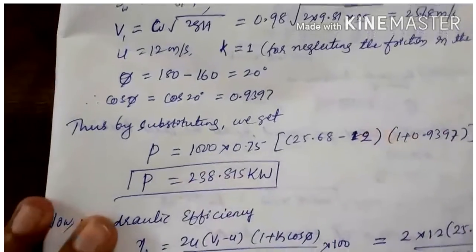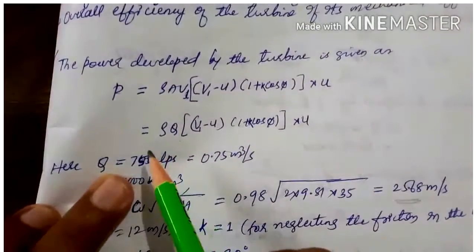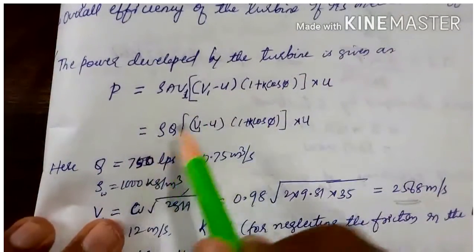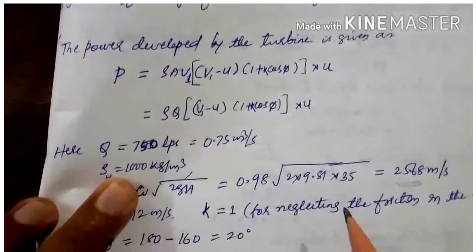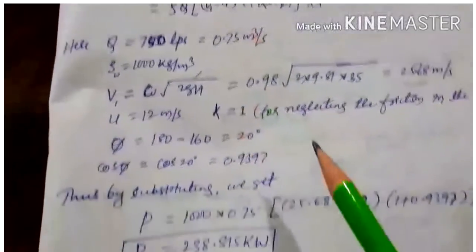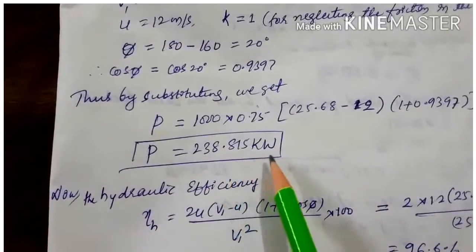We are calculating just by using the final equation of work done per second of a Pelton wheel. We know this formula from while deriving the equation. You have to use this formula to calculate here. Then we get the power as 238.815 kilowatt.